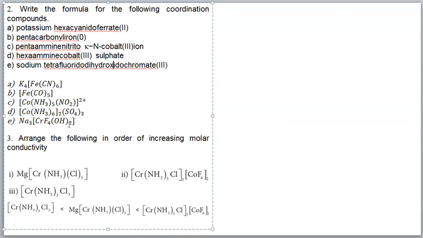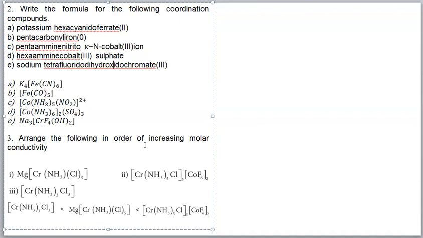Chromium charge is given as plus 3. Fluorine minus 1 into 4, so minus 4. OH minus 1 into 2, minus 2. So together it is minus 6. So plus 3 minus 6, we'll get minus 3. So the charge on the complex is minus 3. Outside the square bracket, we have to get plus 3 as the counter ion charge. So we can write 3 sodium, since sodium charge is plus 1 only.